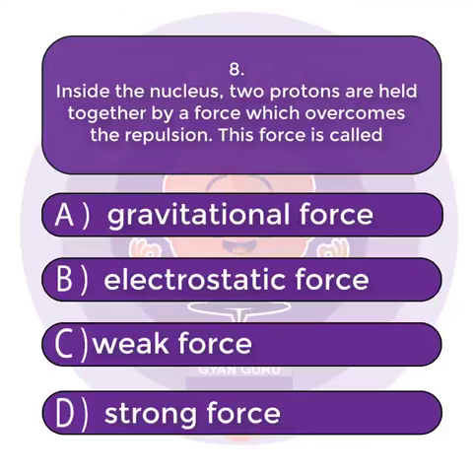Question 8. Inside the nucleus, two protons are held together by a force which overcomes the repulsion. This force is called: A. Gravitational force. B. Electrostatic force. C. Weak force. D. Strong force.